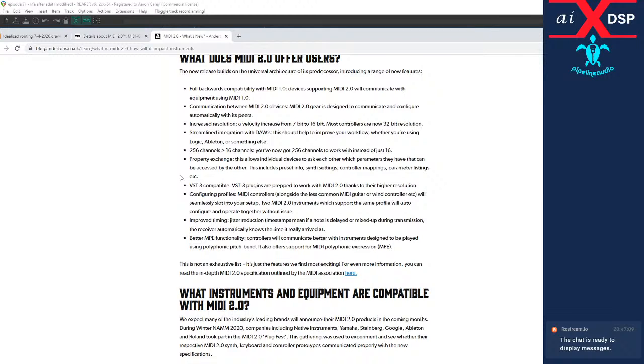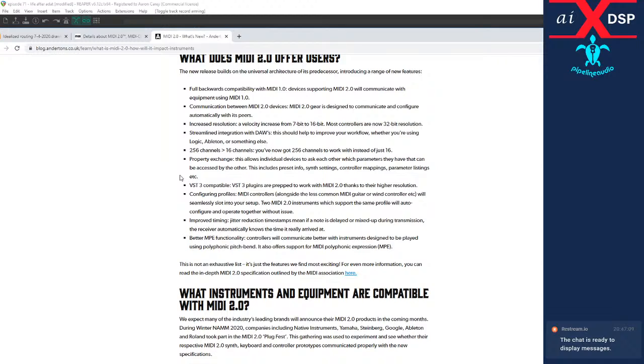Streamlined integration with DAWs. I don't know, we'll see what that means. I'm not really all that sure that's really going to be a thing. 256 channels, that's pretty cool instead of the old 16. Property exchange. This looks interesting. It says this allows individual devices to ask each other which parameters they have that can be accessed by the other. This includes preset info, synth settings, controller mappings, parameter listings, and more. That's something kind of interesting there.